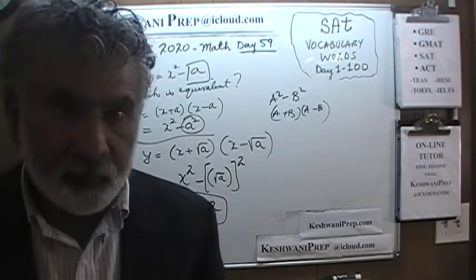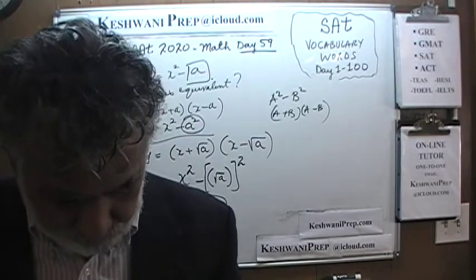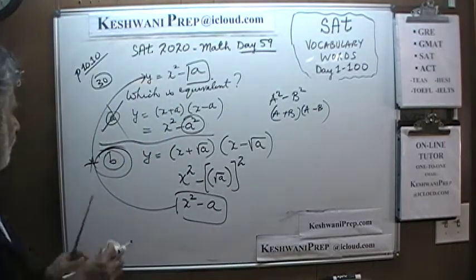In D, we'll end up with the middle term, 2 times x times a. D is no good. In C, it's just even ridiculous because it's got a negative 2 at the bottom. The answer is B. Let's look at 31.